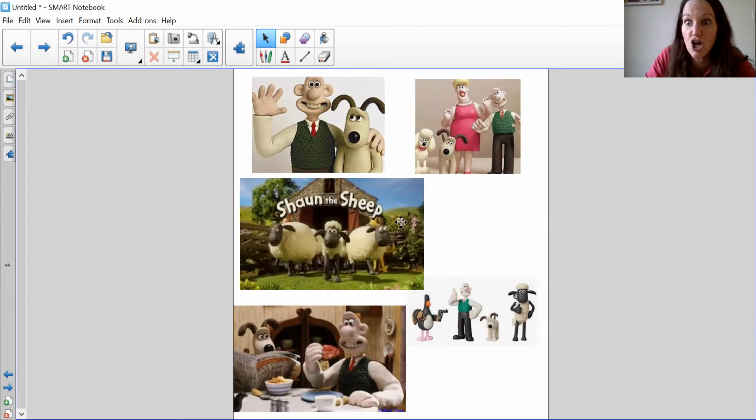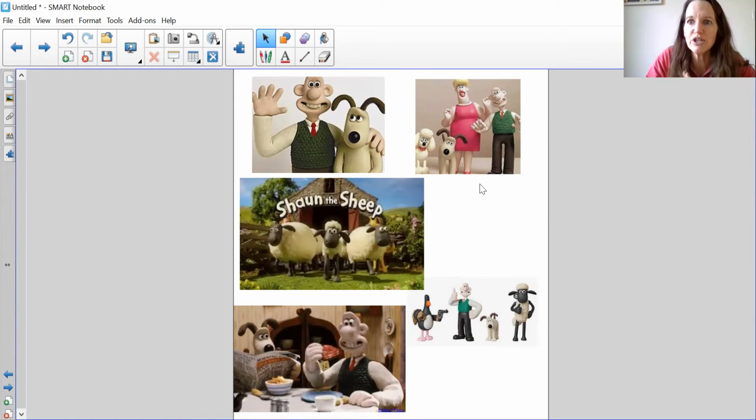There's also Shaun the Sheep. Now, my two boys love Shaun the Sheep. So Shaun the Sheep is another TV show, and there's a movie that uses stop motion. They have these plasticine sheep, and they move them around and they make movies about them. So we're going to learn how to do that.